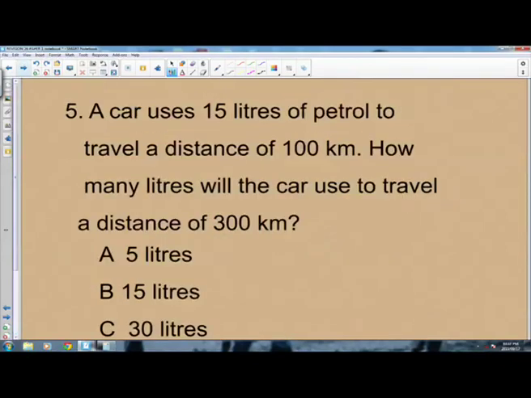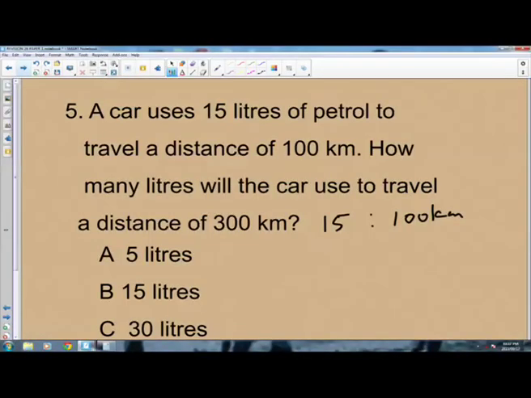The next question, question number 5. A car uses 15 liters of petrol to travel a distance of 100 kilometers. How many liters will the car use to travel a distance of 300 kilometers? So it says 100 kilometers, that is 15 liters. The car will travel 100 kilometers. This is just a direct proportion question, because when we increase the number of liters, it means the distance also has to increase. So it's 15 to 100.